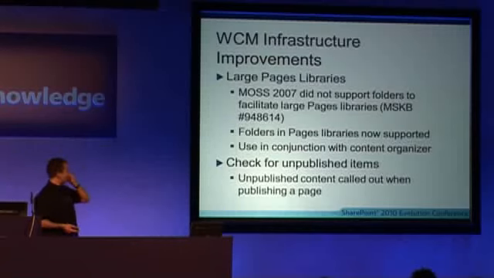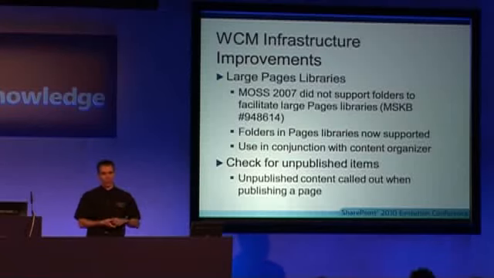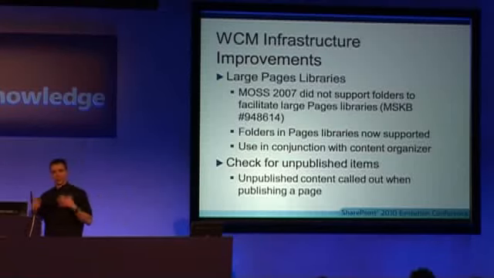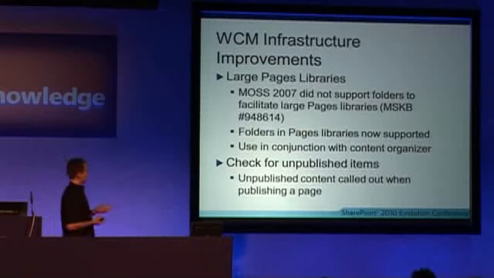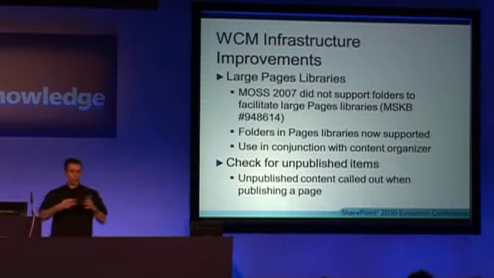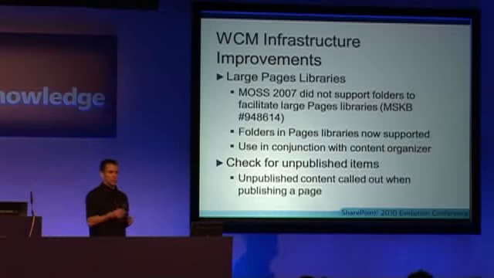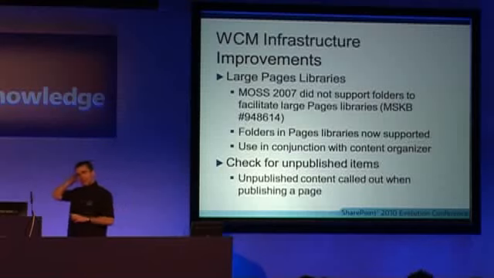Thinking about infrastructure changes, in Moss, obviously the pages library was just one library. We had the guideline of 2,000 items in any one container in SharePoint. And you couldn't put folders in pages libraries. You can now. So you can nest folders and go down as deep as you like in one pages library rather than having to create a subweb for pages lower down.